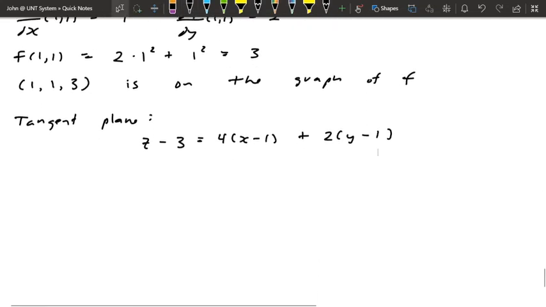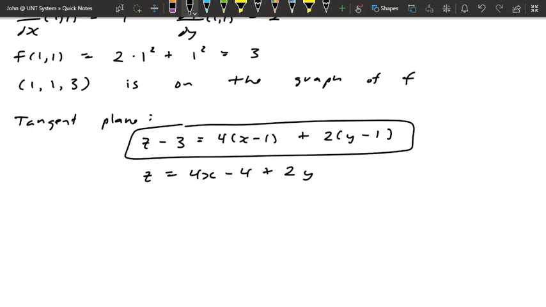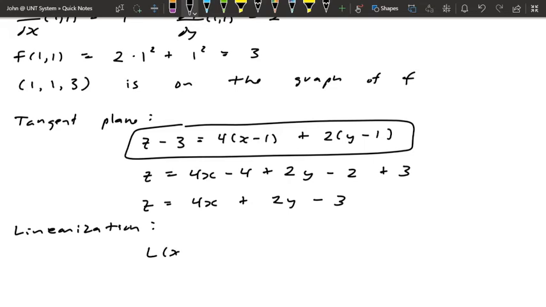Okay, and then if we solve for z here, what do we get? Well, this is the equation for the tangent plane. And therefore the linearization of f is the function which is z. So L of x,y would be 4x plus 2y minus 3.